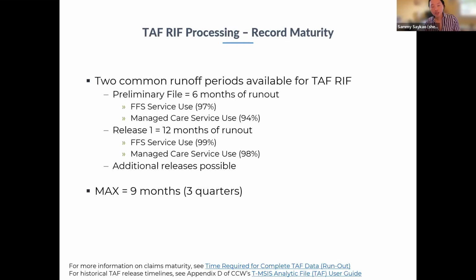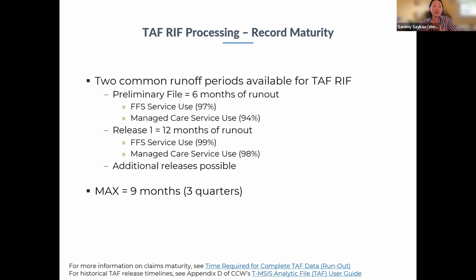In terms of record maturities, there are two common runout periods available for TAF RIF. There's the preliminary file, which has 6 months of runout, and then there's release 1, which has 12 months of runout. There is the potential to have more releases. It's a little harder to predict if an additional release will be provided, but I do just want to say that here so that you guys aren't surprised if there's a release 2. This is different from MAX, which is typically 9 months.